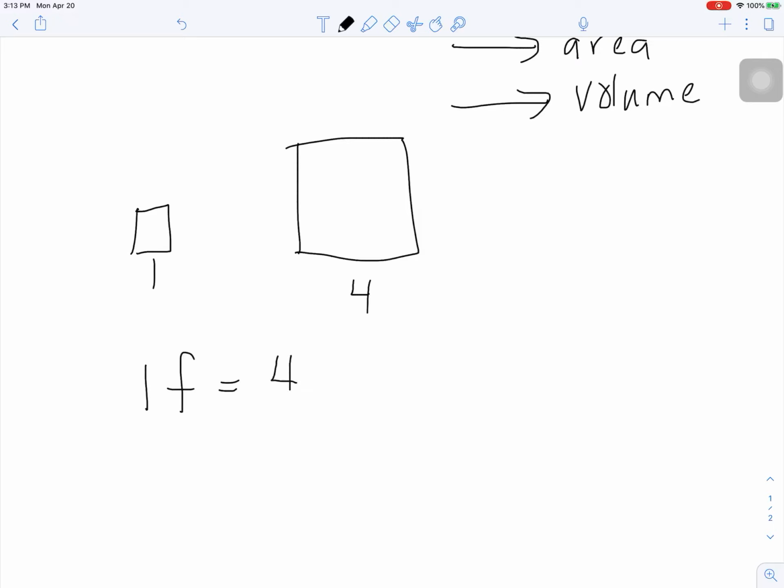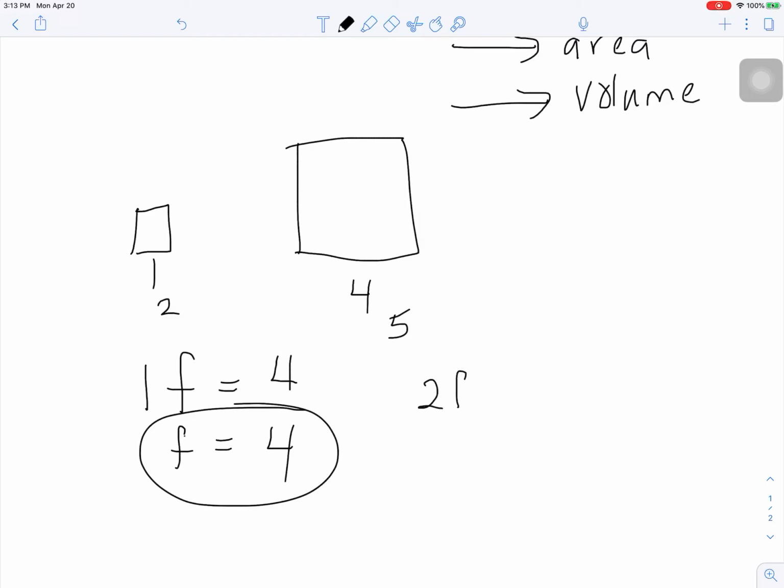what is our scale factor? Well, it's 1 times the scale factor equals 4. Well, in this case, I've made it very easy for you. So F, or your factor, is going to be 4. So our scale factor is 4. But that's the formula that you would use, say if this were 2 and this were 5. You use it the same way, right? So let's just do 2 and 5 just so that you can see it.